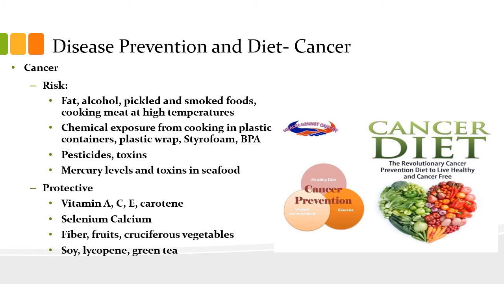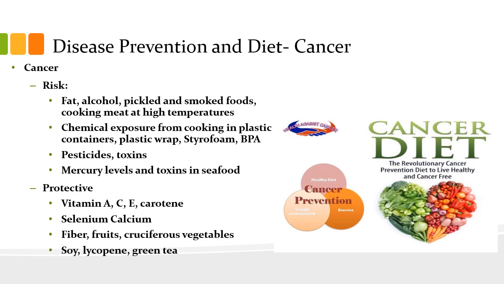Chemical exposure from cooking in plastic containers, plastic wrap, styrofoam, and BPA-containing products. BPA is a form of processed synthetic plastics, so be careful to look out for BPA-free water bottles and containers. Industry has done a big push to make most things BPA-free now. Just always double check that what you're using and cooking with is BPA-free.